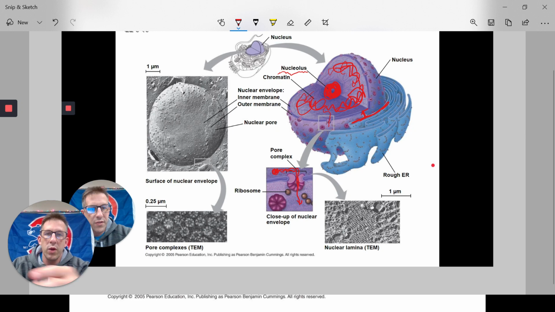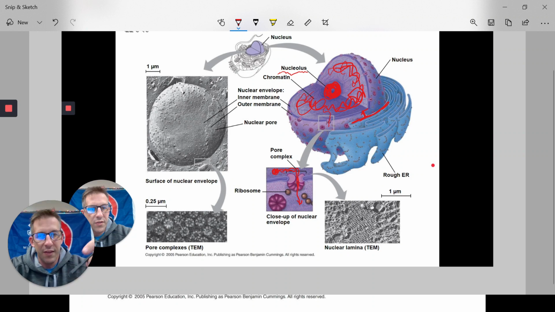So we want to segregate this really important DNA away from everything inside of the cell that could possibly harm it, which is why we send that disposable copy of the DNA, the messenger RNA, out of the nucleus and into the general cellular environment.